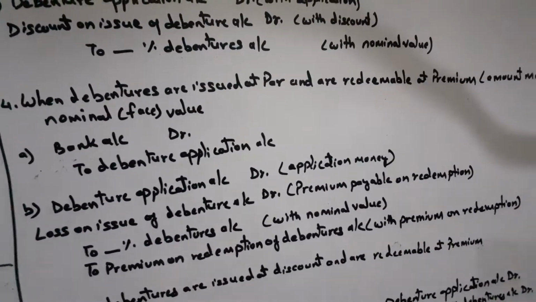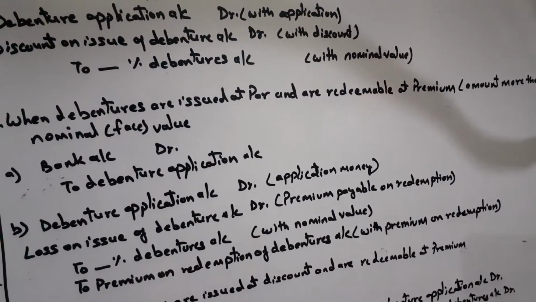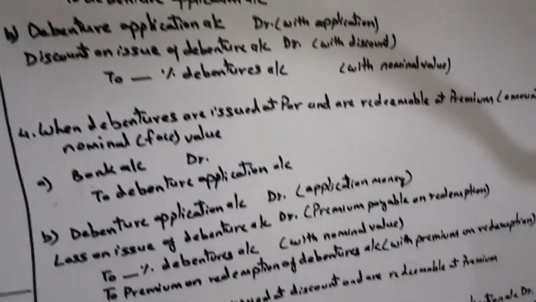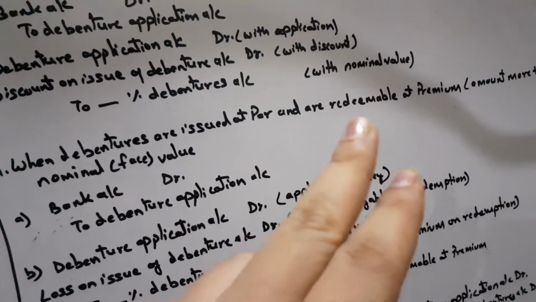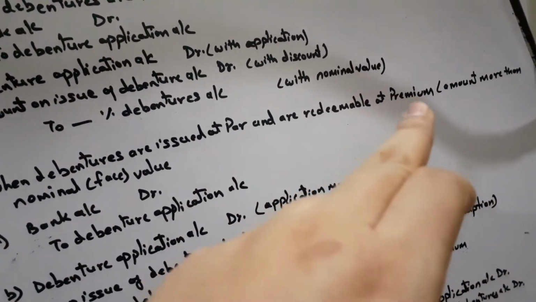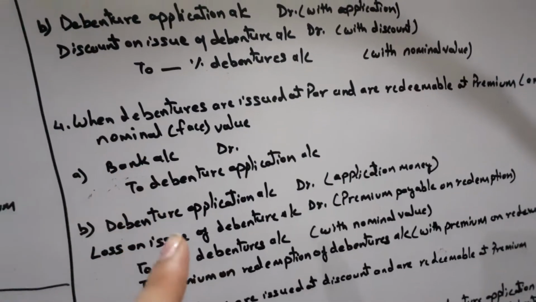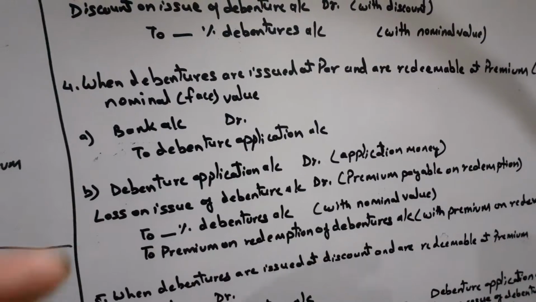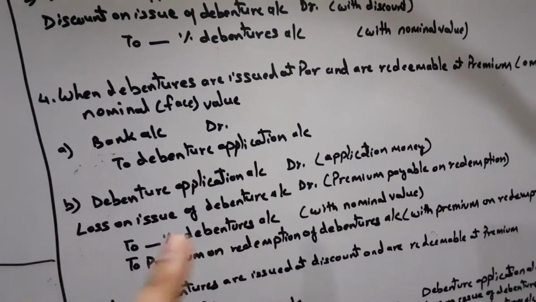Then the fourth entry, when debentures are issued at par and are redeemable at premium. Here this one is important, because you have to keep in mind that the debentures are issued at par whereas redeemable at premium. At premium means your amount is more than the nominal value. So bank account debit to debenture application account, as usual the first entry will be the following. Then debenture application account debited with the application amount, loss on issue of debentures.